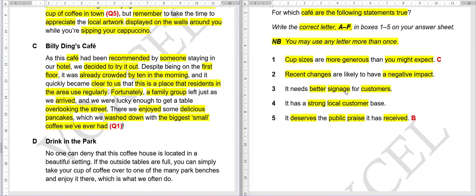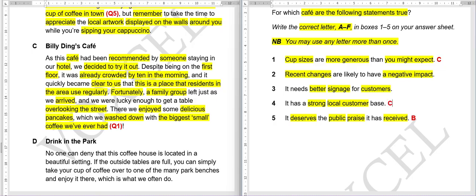Recent changes are likely to have a negative impact. Is there any mention of recent changes? Nope. It needs better signage for customers. Is there any mention of better signage to customers? Nope. It has a strong local customer base. Is there any mention of this?